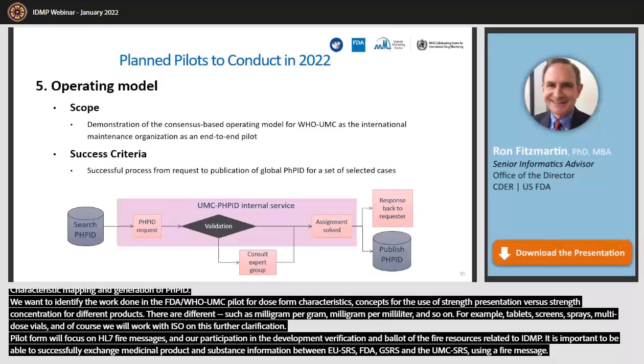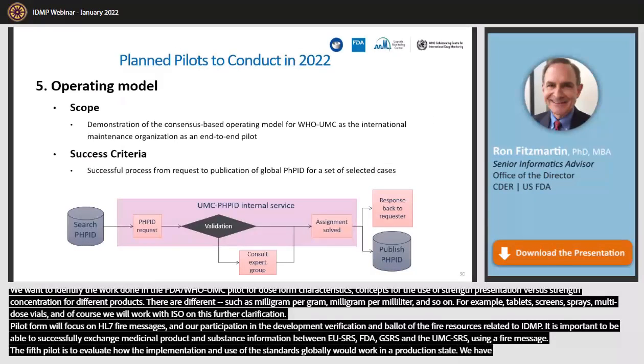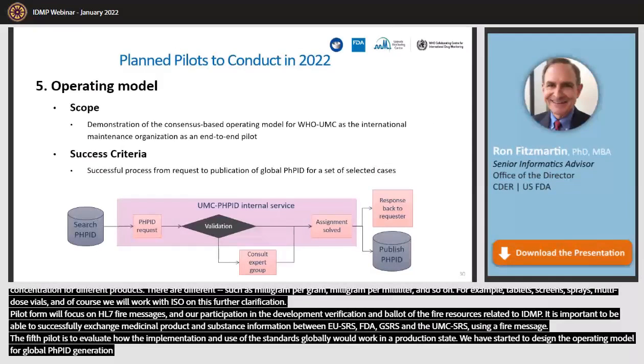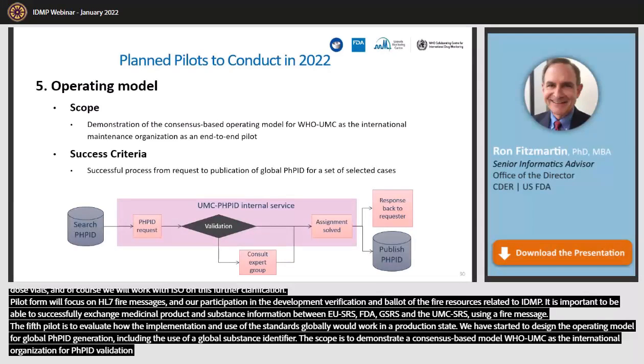The fifth pilot is to evaluate how the implementation and use of the standards globally would work in a production state. We have just started to design the operating model for global PhPID generation, including the use of a global substance identifier. The scope is to demonstrate a consensus-based model for WHO UMC as the international organization for PhPID validation and maintenance. Here's a high-level diagram of the process, which of course will be more detailed in production.